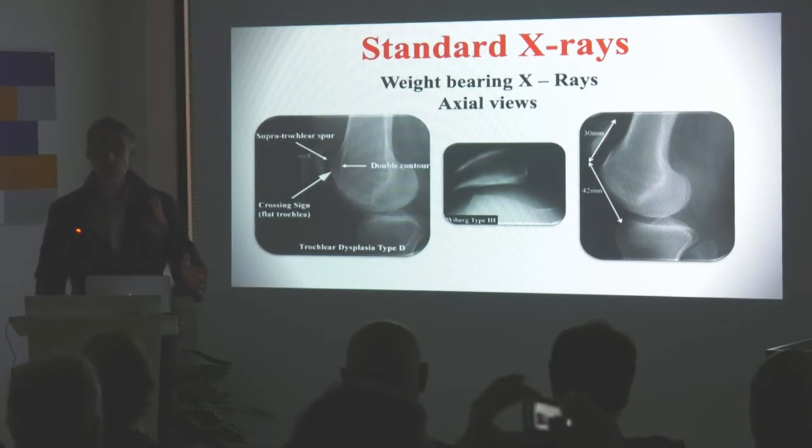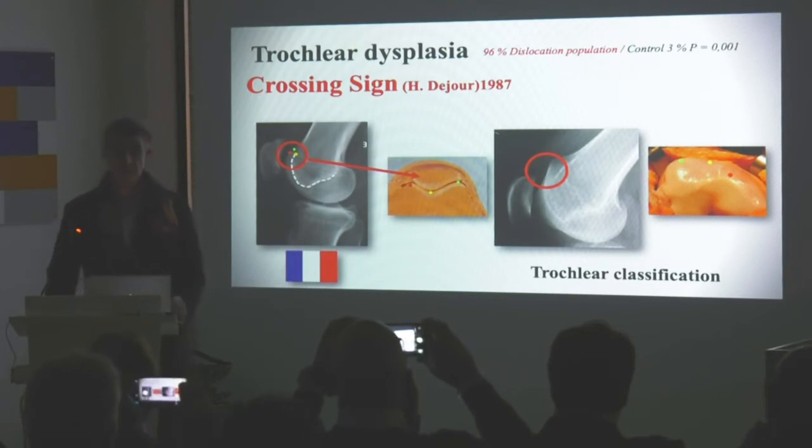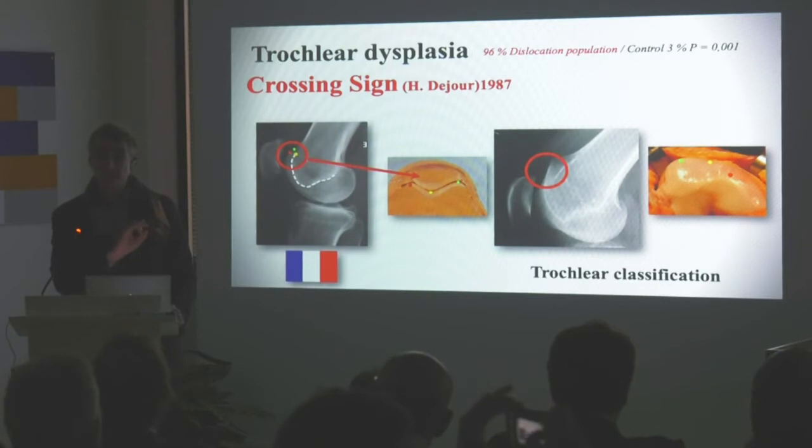And what you have to look at first is the trochlear dysplasia, and then measure the patellar height. So take the ruler and measure the patellar height. The trochlear dysplasia. How do you find the trochlear dysplasia? This is the crossing sign. It is pathognomonic of trochlear dysplasia. It means that at this precise point you will have a flat or even convex trochlea.